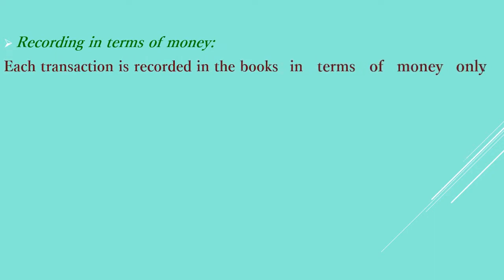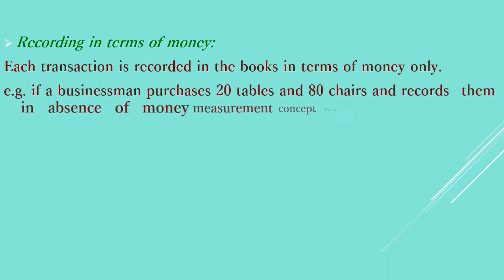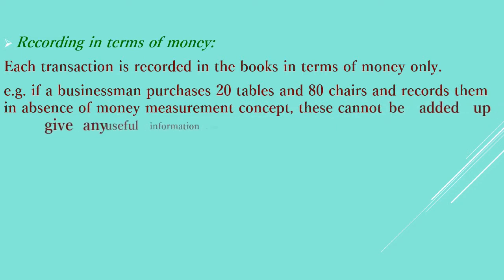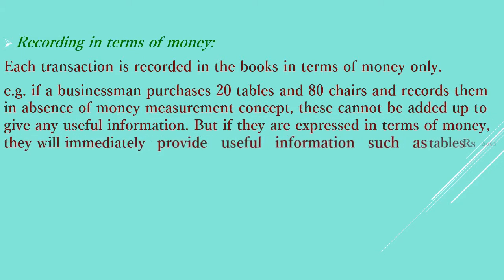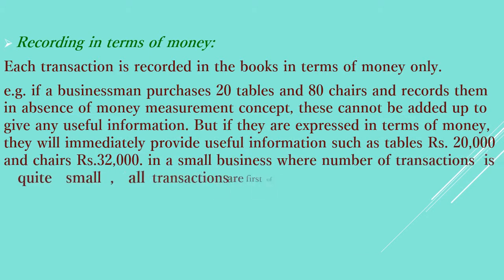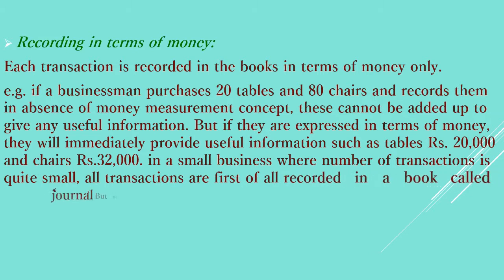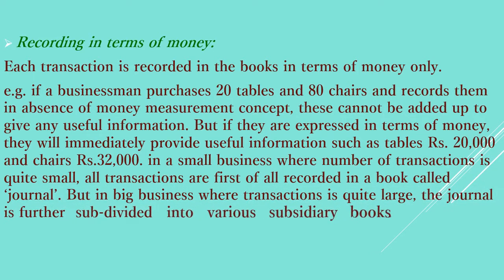Recording in terms of money. Each transaction is recorded in the books in terms of money only. Example, if a businessman purchases 20 tables and 80 chairs and records them in absence of money measurement concept, these cannot be added up to give any useful information. But if they are expressed in terms of money, they will immediately provide useful information such as tables rupees 20,000 and chairs rupees 32,000.